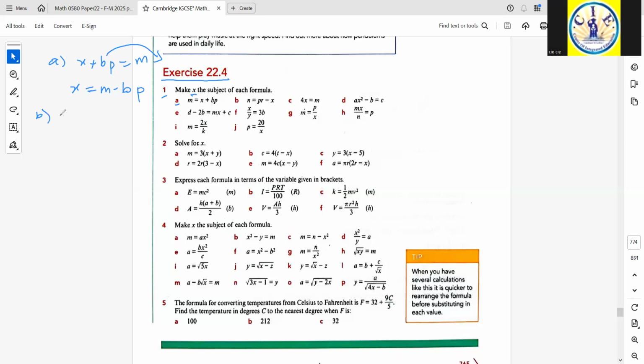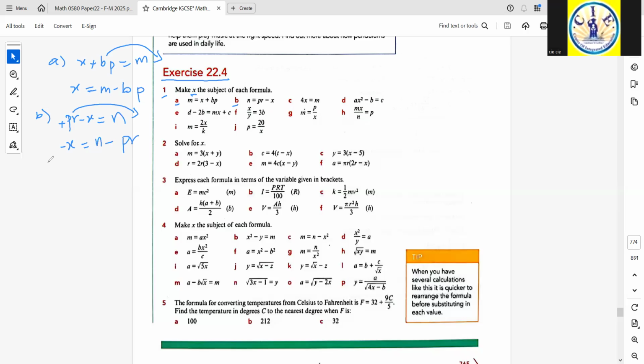Now in part B, let me write down PR minus X is equal to N. I'm going to retain this negative X on the left side while I'm shifting this PR to the right side, which is being added because it has a positive sign with it. When it is shifted to the right side, it will become negative PR. But first of all, let me write N and then minus PR.